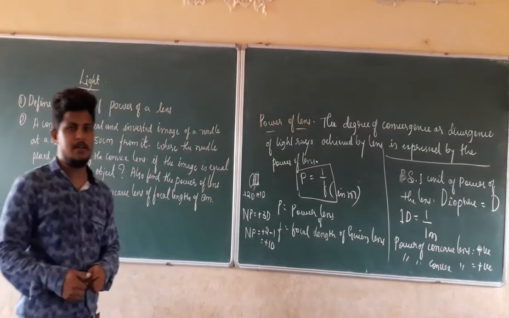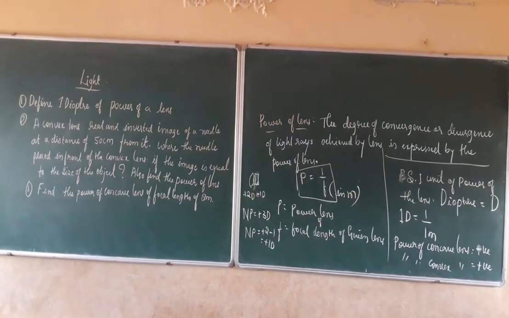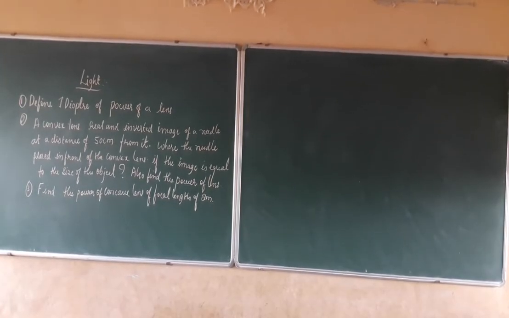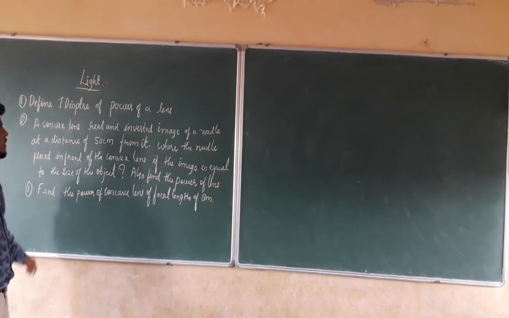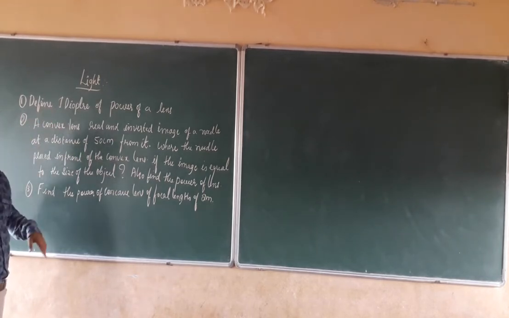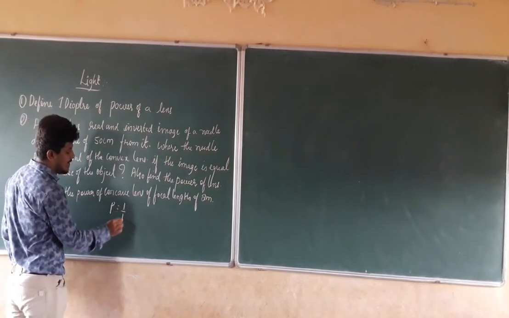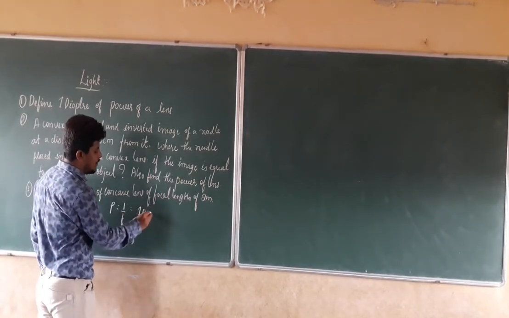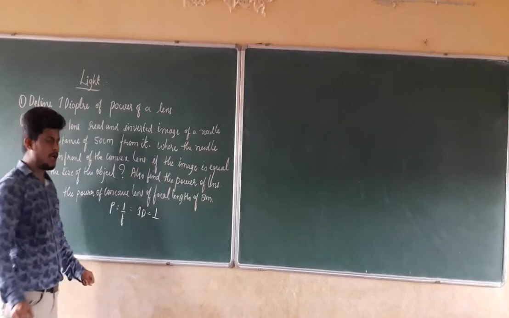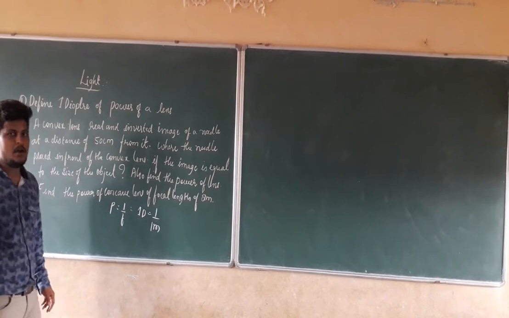Now next we are going to solve the last topic, the in-text questions which are present in your textbook. The first in-text question in the last topic is: define one diopter of the power of a lens. If you remember the formula for the power of the lens, P equal to 1 by f. If the power of the lens is 1 diopter, what will be the focal length of that lens? It will be equal to 1 meter.